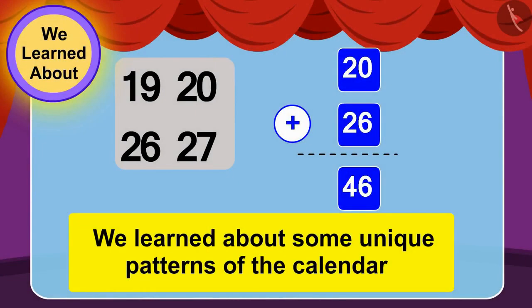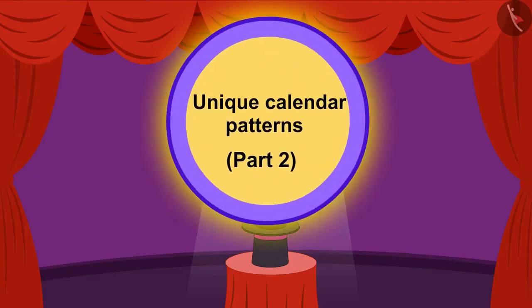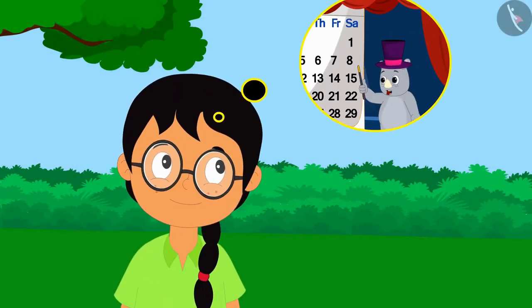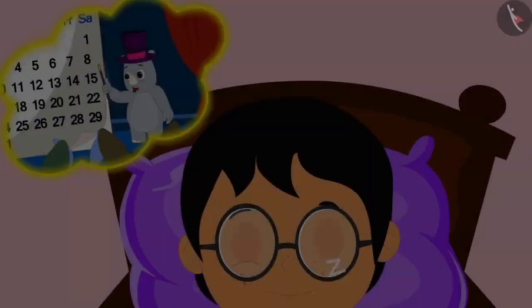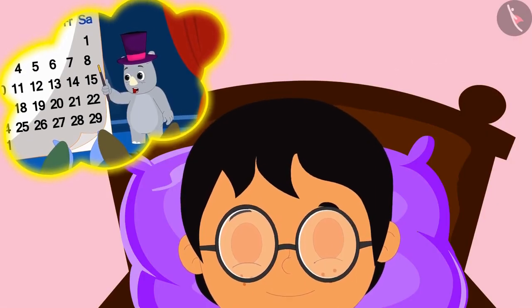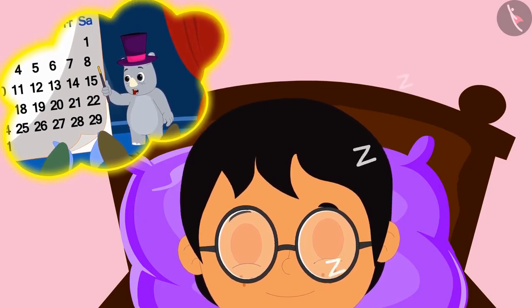Hello children! In the previous video, we learned about some unique patterns of the calendar. In this video, we will see some more interesting patterns of the calendar. Meenu was very excited after seeing Gaggu's magic. She went to sleep that night thinking about Gaggu's magic.